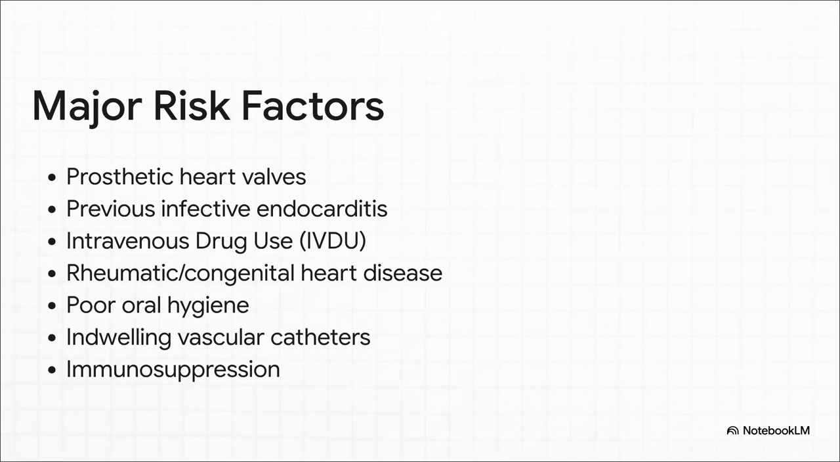So this is your mental checklist when you're taking a history. Is there any prosthetic material in the heart? Have they had IE before? That's a massive red flag. Are they an IV drug user? What about their teeth? Don't forget to ask about recent dental work or just general poor oral hygiene. It's a classic gateway for these bugs to get in.